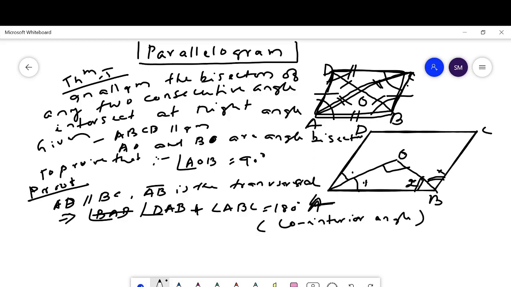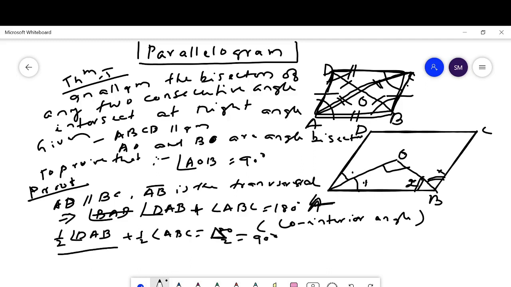When two parallel lines are intersected by a transversal, then the measure of two co-interior angles is always supplementary to each other. Means the sum of these two angles is 180 degrees. Here angle DAB plus angle ABC is equal to 180 degrees as they are co-interior angles, which implies half of angle DAB plus half of angle ABC is equal to 180 upon 2, which is 90 degrees.